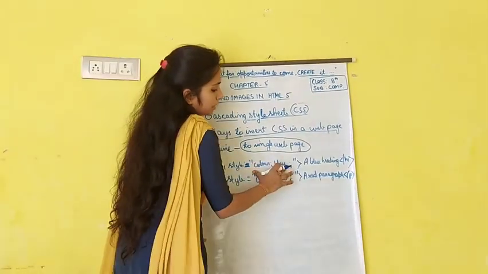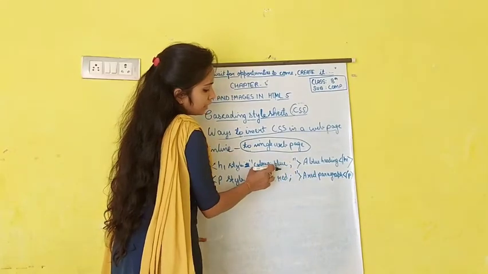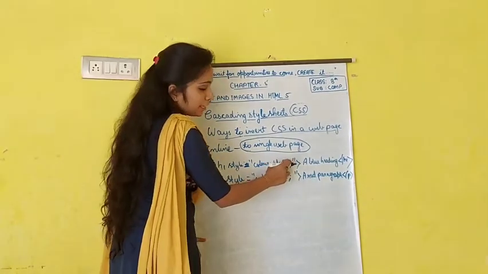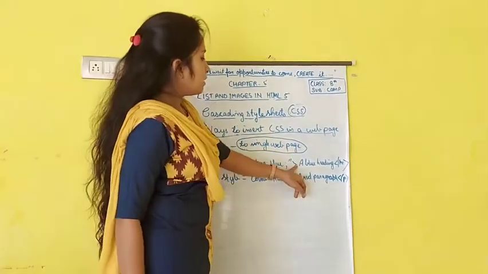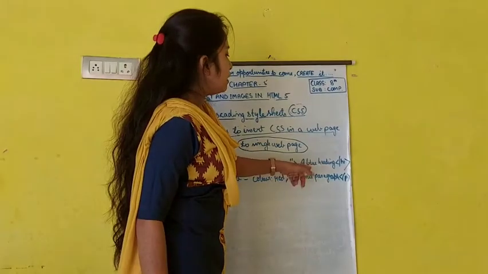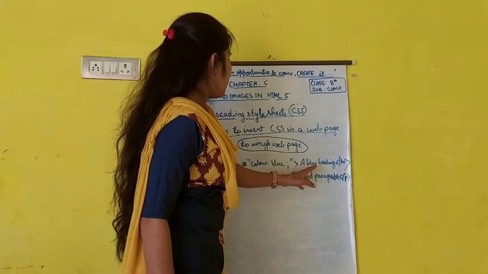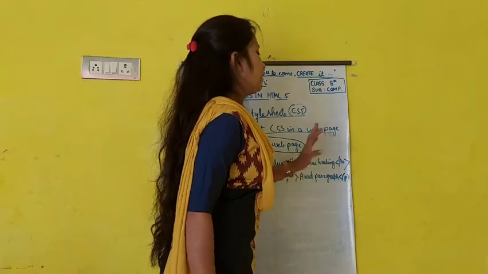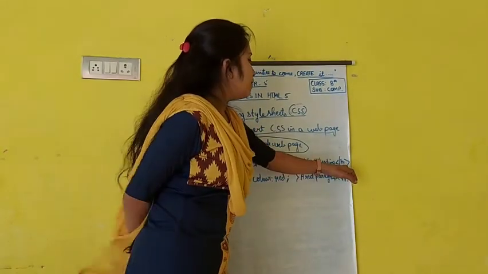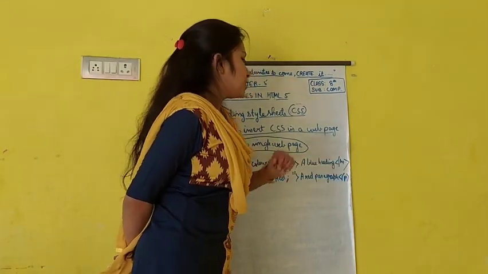Then in inverted commas we will write color blue, meaning property and value. Then we will close the symbol. Then we will write a blue heading. A blue heading. Clear? And here we will write with slash H1.